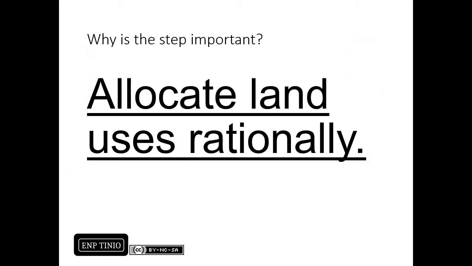Why is this step important? In this step, land uses can be allocated rationally. Evidence-based land use planning can be done if the 6 steps of the land use planning process influence step 7 appropriately.